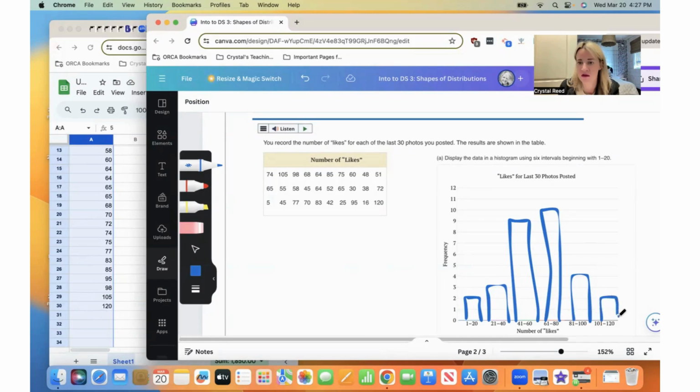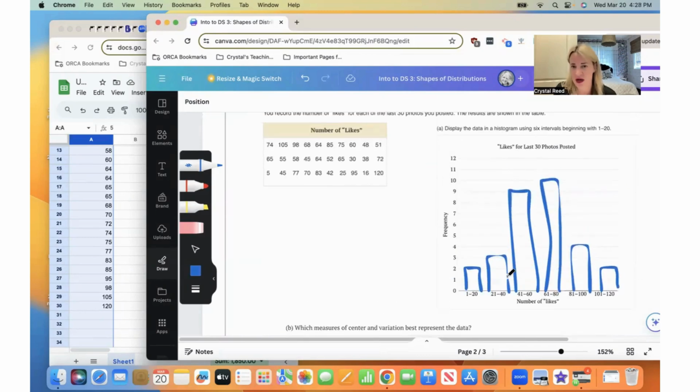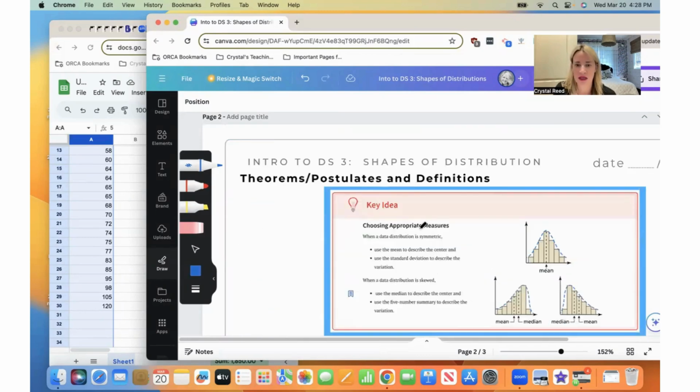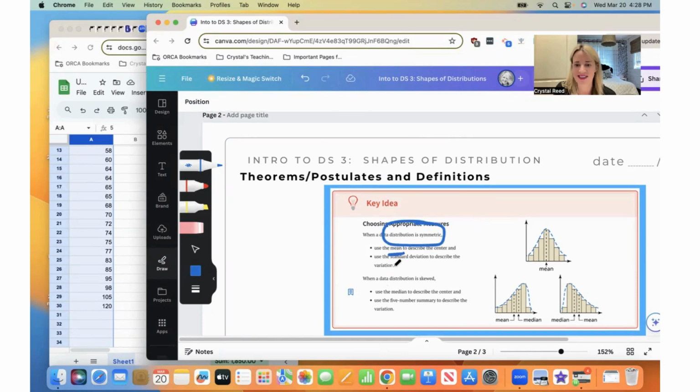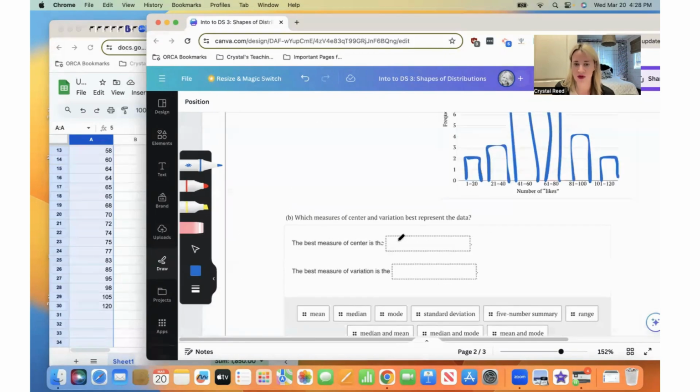What do you feel is this graph? Is it going to be symmetric or does it have a distinguished tail? I'm looking at this. I would say it is symmetric because if you mirror image left and right, it looks pretty much the same. So when the data is symmetric, you use the mean to describe the center and the standard deviation to describe the variation. So the best measure of center is the mean, and the best measure of variation is the standard deviation.